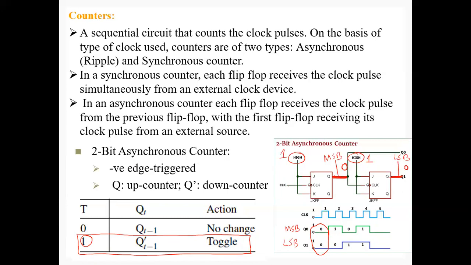Now at the time this becomes 1, what does this become? It would still be 0. It is 0, right? Oh, you know what? I made a mistake. So this should be LSB. This is MSB. Okay.